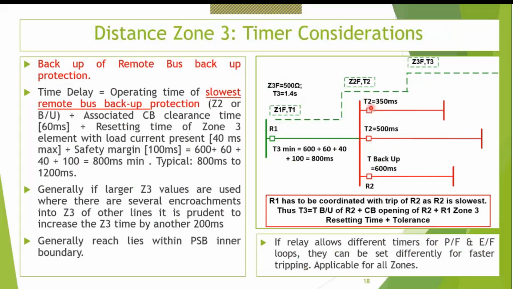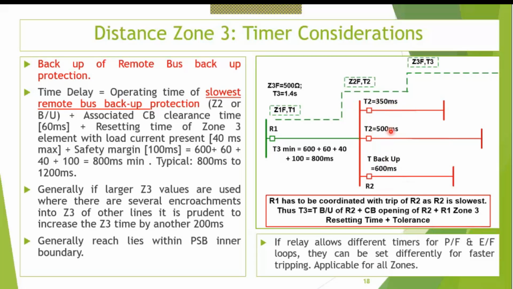What it means? Either zone 2 of remote bus, or if some line doesn't have distance protection, it is being protected only by overcurrent earth fault, then backup of that backup protection. In this particular example, these two lines are protected by distance zones, and this line is probably a radial line protected only by backup protection, meaning directional overcurrent earth fault protection. This relay R2 will operate for this fault in the remote bus at 350 milliseconds.